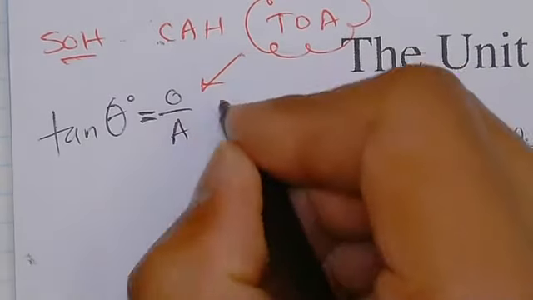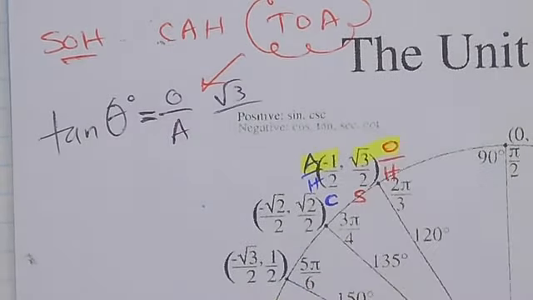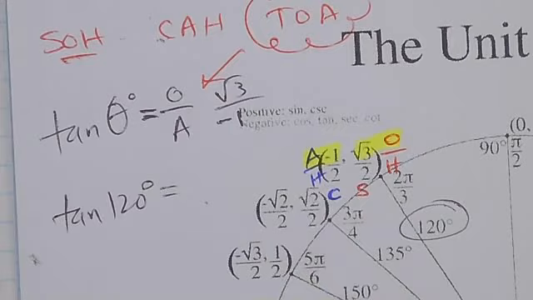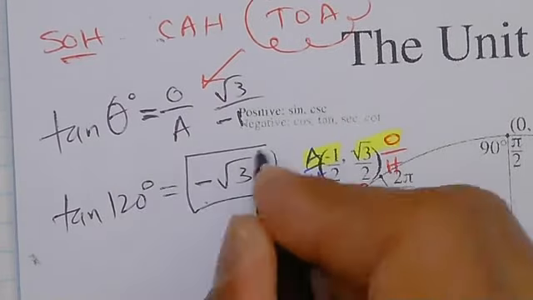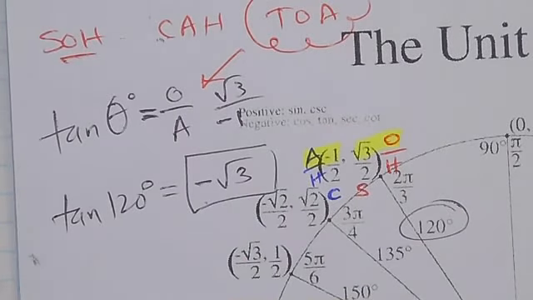So what is tangent if I'm using TOA? The opposite would be what? √3 over what? Over -1. √3 divided by -1. This is tangent of 120. So tangent of 120 would be -√3. You guys think this is a little bit easier? Yeah, it is.